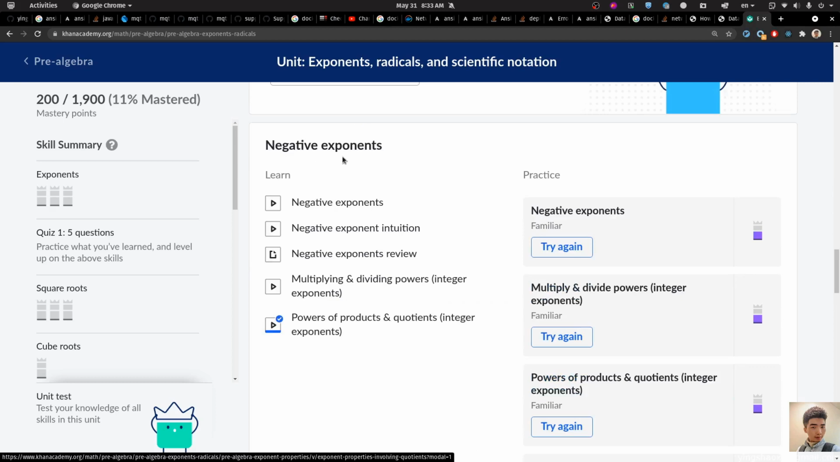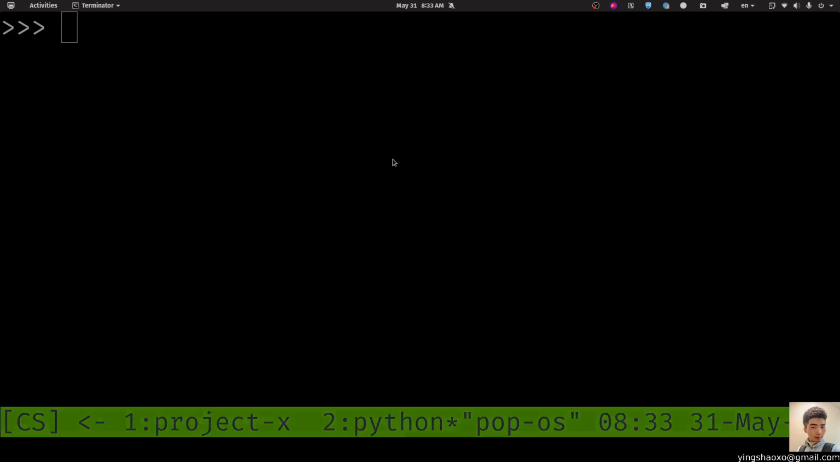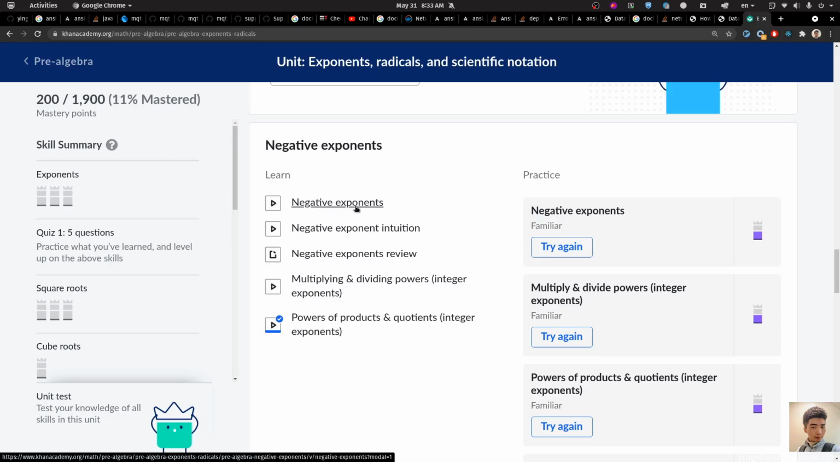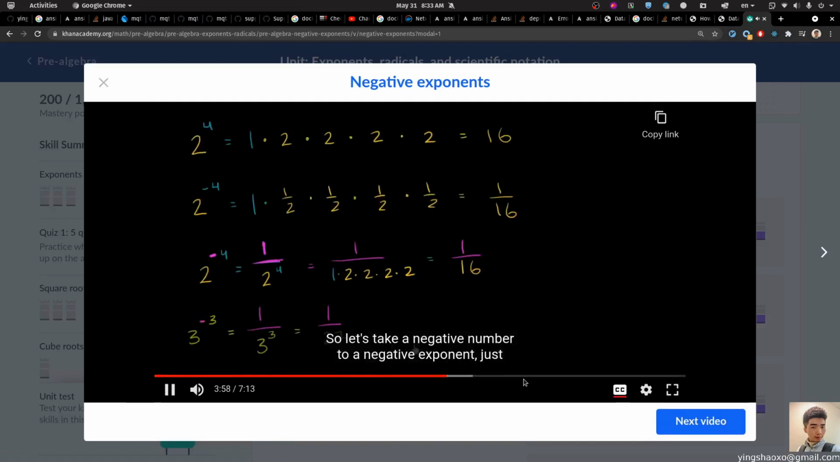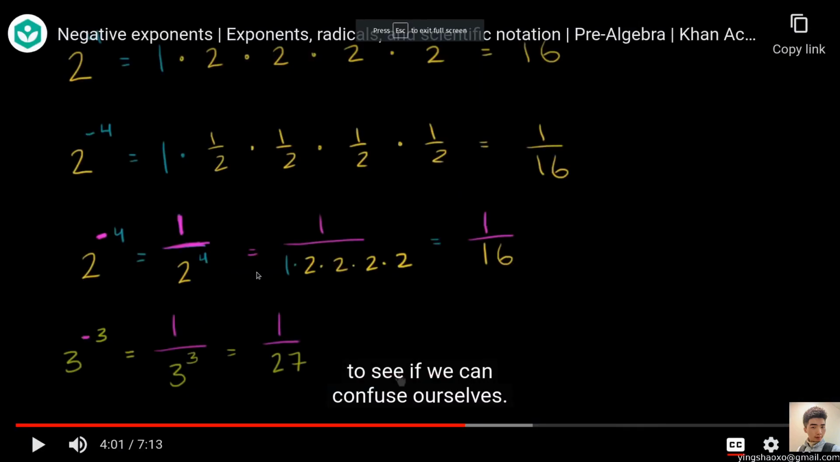Then we come to the negative exponents. I know it's kind of weird to have a negative involved in exponents, but we can convert it to something that we are familiar with. For example, here we've got a negative exponent, negative 4. We can convert it to 1 divided by 2 to the power of 4, the positive number coming from this.